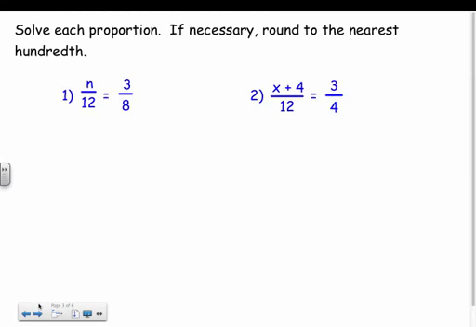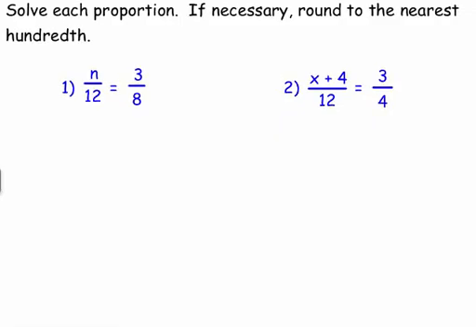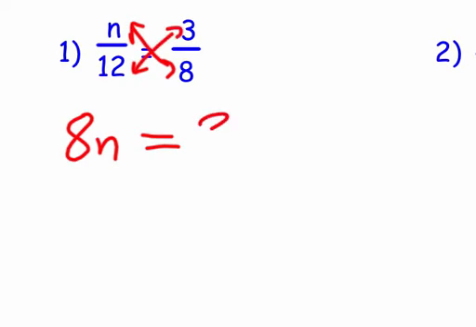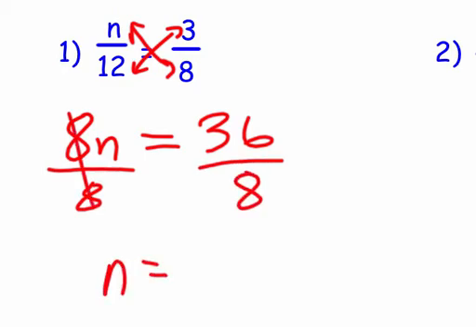To solve proportions. We're going to solve each proportion, and if necessary, round to the nearest hundredth. So now I can use that cross product rule to solve a proportion. I've got n over 12 equals 3 over 8. Well, n times 8, but usually we write that as 8n. And then I set that equal to 12 times 3. So 12 times 3 gives us 36. And now it's just like we've been doing before. I've got to get the n by itself. The inverse of multiplying by 8 is dividing by 8. Whatever I do to one side, I do to the other. The 8s cancel. n equals 4.5.